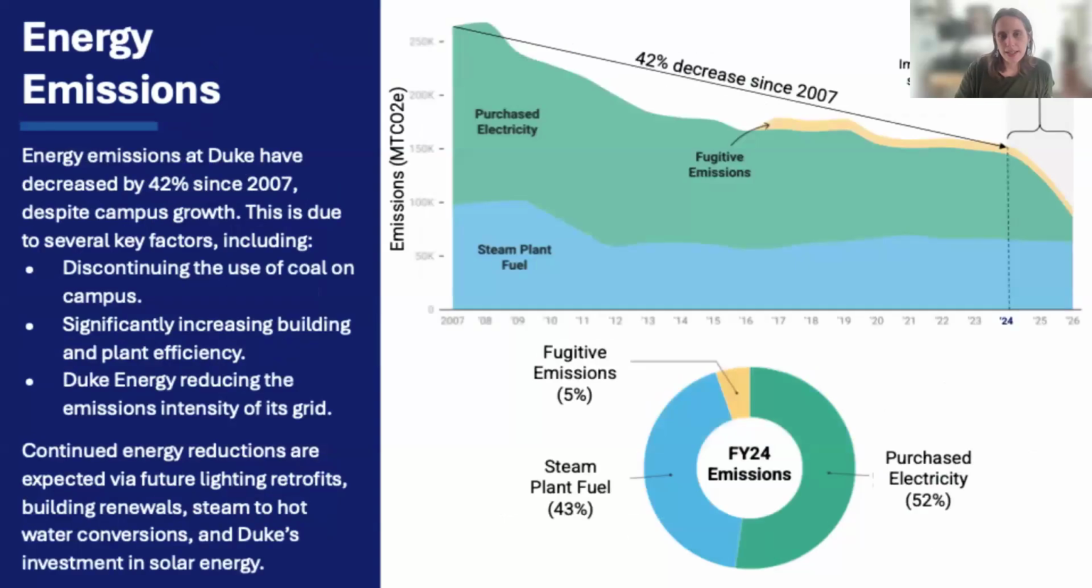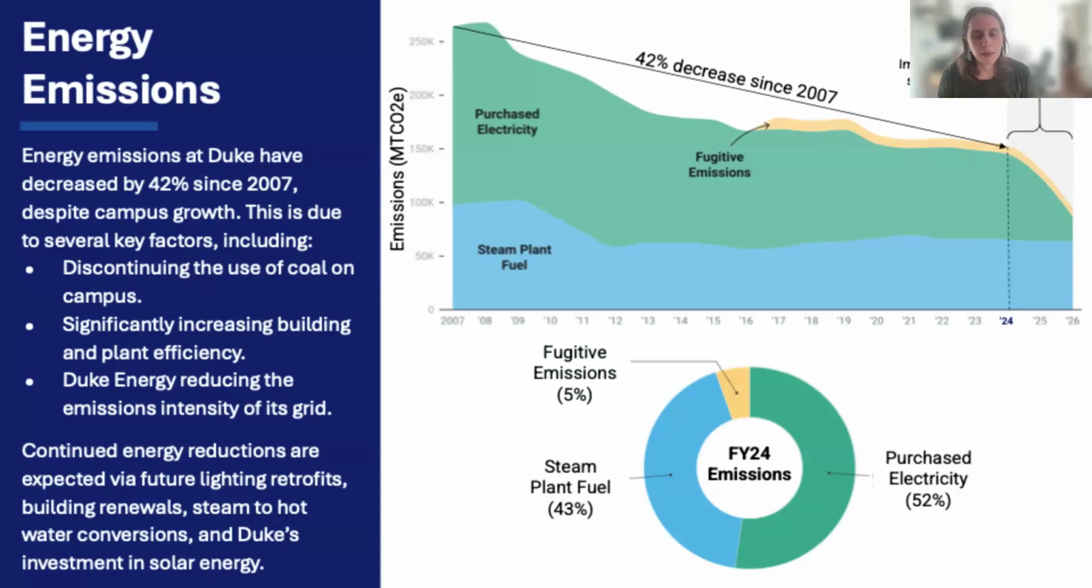Next. So this digs a little bit more into those scope 1 and 2 emissions. We actually saw a 42% decrease since 2007. This was due to a couple key improvements. We discontinued the use of coal on campus and moved solely to natural gas.